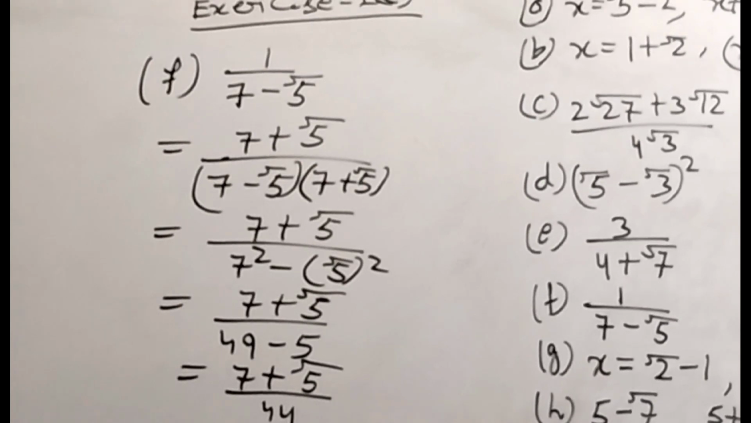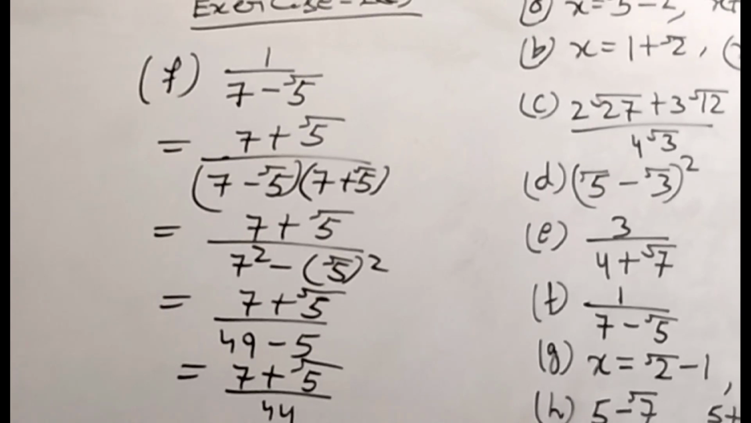Now question number F. Question number F is very simple. Denominator is 7 minus root 5. You have to multiply numerator and denominator with 7 plus root 5. Now 7 minus root 5 into 7 plus root 5 is 7 square minus root 5 square. 7 square is 49. Root 5 square is 5. So 49 minus 5 is 44. Numerator is 7 plus root 5. Denominator is 44.